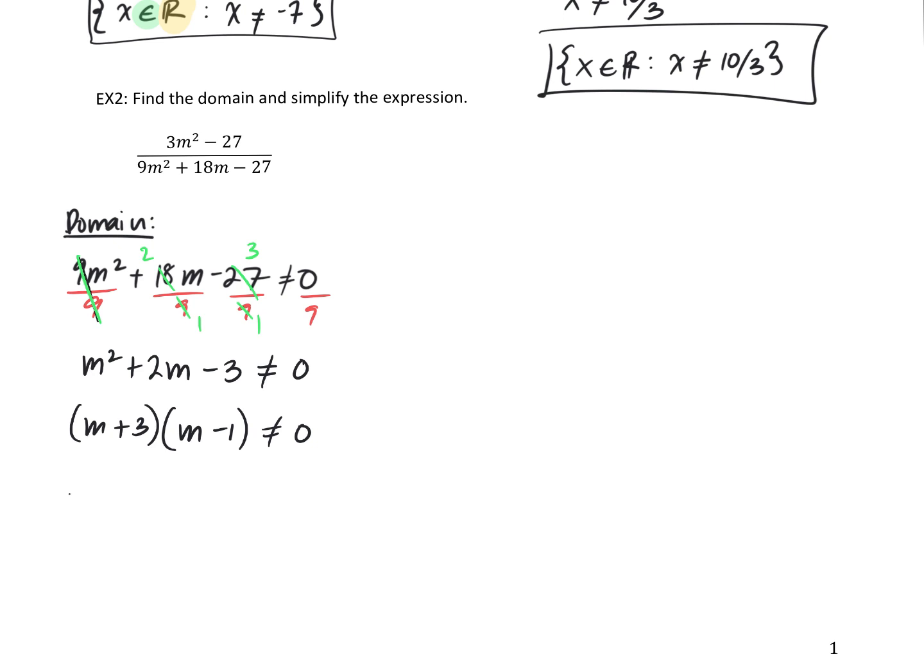And then we have two different things. So m plus 3 cannot equal 0, and m minus 1 cannot equal 0. Solving these, we get m cannot equal -3 and m cannot equal 1.